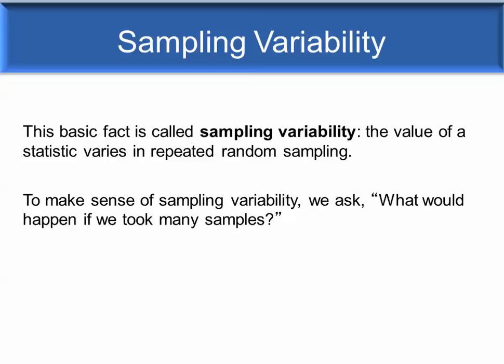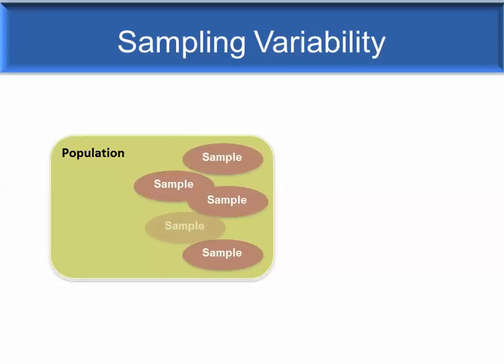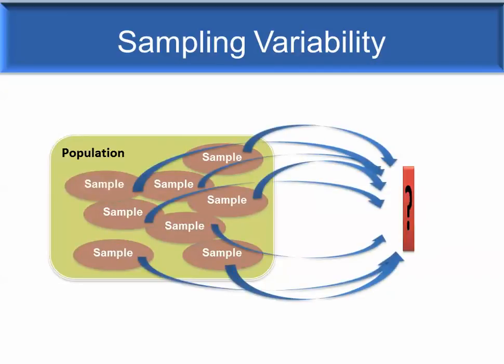To make sense of sampling variability, we're going to ask what would happen if we took a lot of samples. Again, we're going to get to the point where we're only taking one sample, but to get there we have to understand what happens when taking lots of samples, and what we can learn from that to get us back to taking just one sample. So for sampling variability, we're first going to look at taking that large population, but instead of taking one sample, taking lots and lots of samples and using that to infer something about our population.